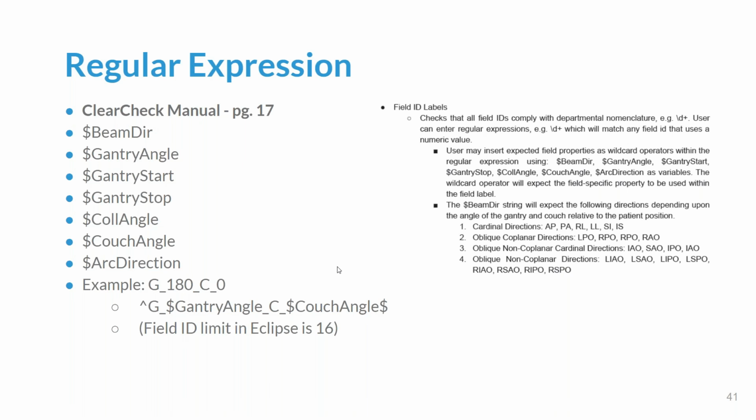And then just so you're aware, that field ID limit in Eclipse is 16 characters. So just in case you were hoping to include a lot of information, just know that that is going to be a limiting factor in that regard.